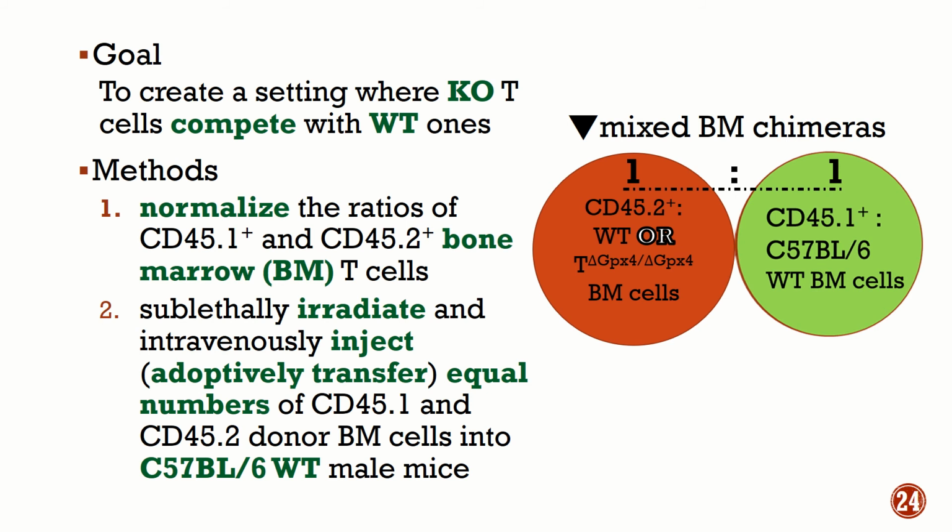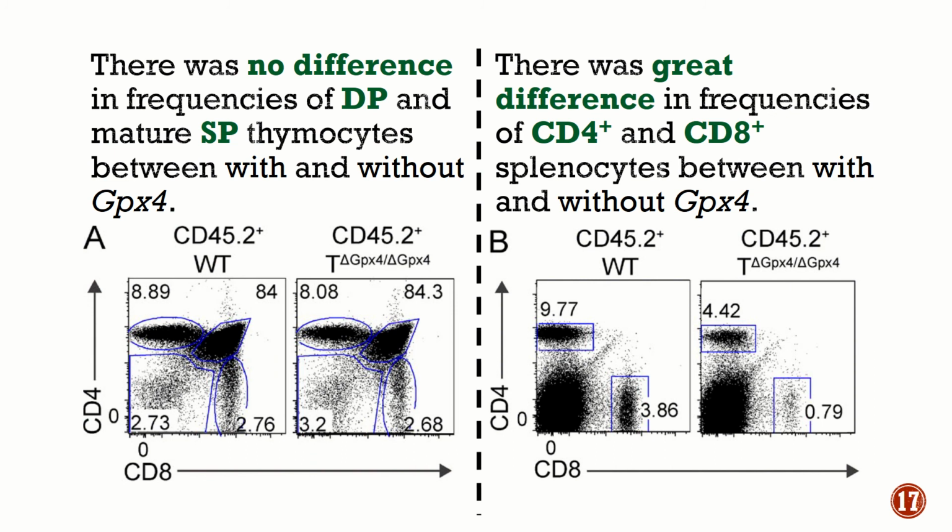So we can see that in the next figure. There's no difference in the double positive and single positive thymocytes, which is very consistent with the previous results. But in this figure, both CD4+ and CD8+ homeostasis are greatly affected by the absence of GPS4.